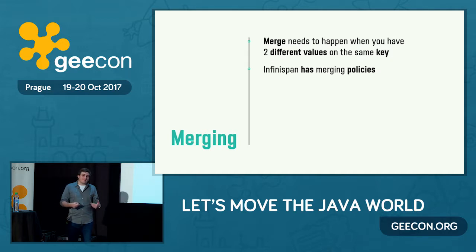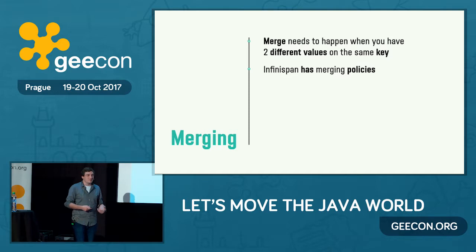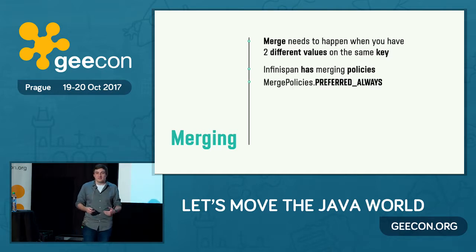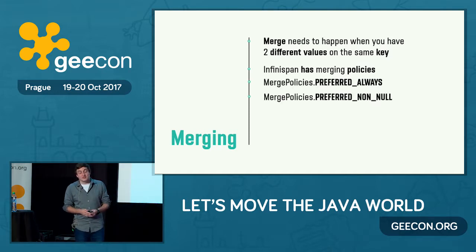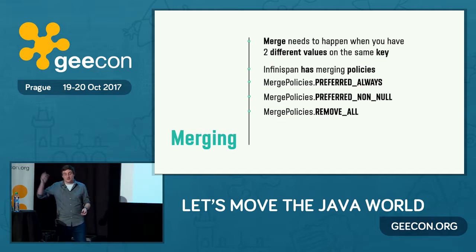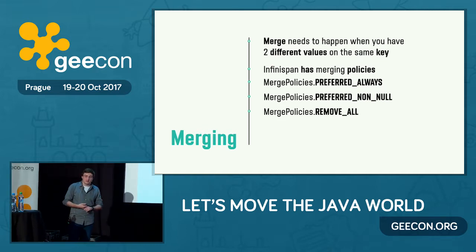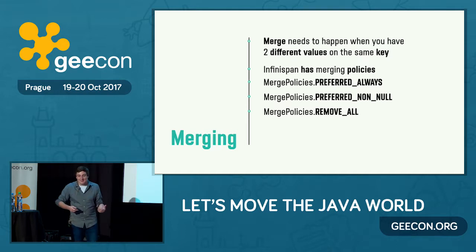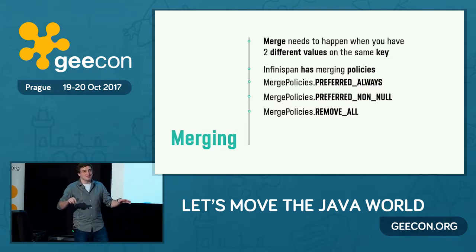Now, it has some automatic policies embedded. However, I think they are useless, and it's not Infinispan's fault. It has three automatic merging strategies. The first one is to always prefer the original primary owner. The second one is to always prefer the value that is non-null. And the third option, which I quite like, is to remove both of the changes if there are any.